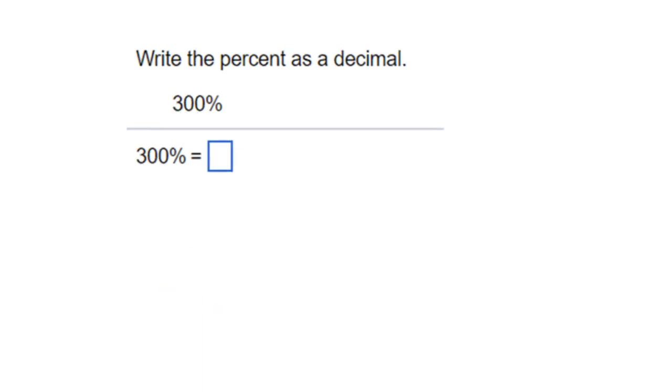Once again, write the percent as a decimal. So you have 300%. Find your original decimal. Drop off your percent symbol and move 2 places to the left. So that places that decimal after the 3. So the answer is 3.